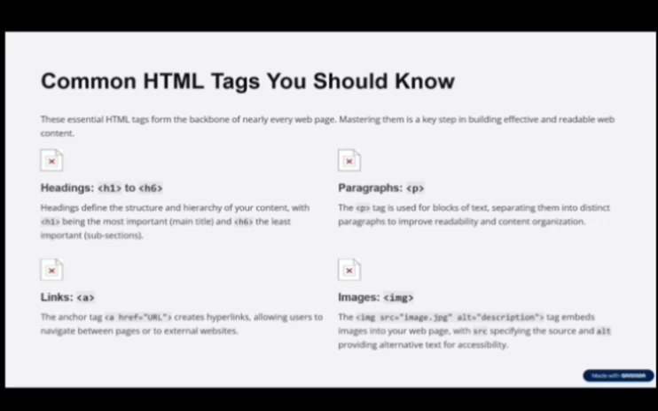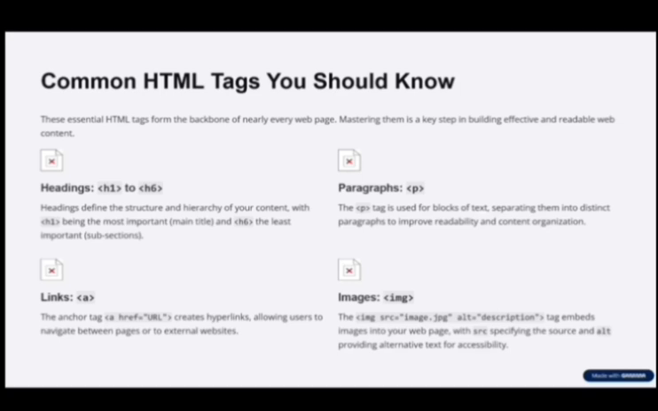And then the paragraph tags. To make the content more readable by separating it into different paragraphs, we can use the paragraph tag. It will improve the user's readability. And then the anchor tag. The anchor tag creates the links. If you want to navigate from one page to another page, you can use this anchor tag.